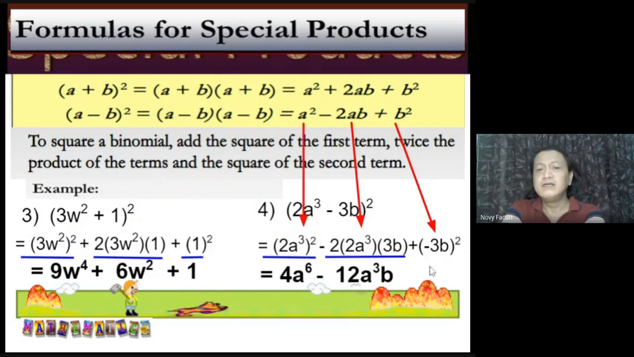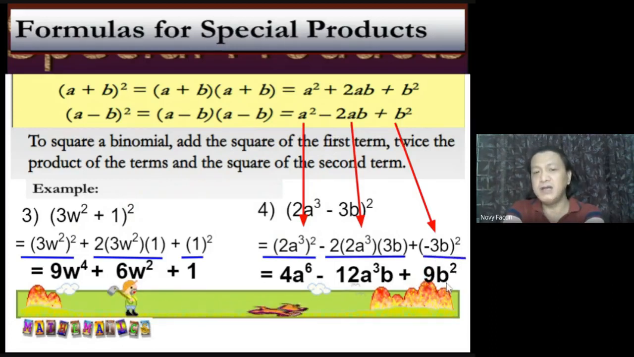And then, you're going to square the last term. Kaya negative 3b squared, you're going to square first the numerical coefficient. Negative 3 times negative 3, that is positive 9 na siya. And copy mo na lang yung b squared.